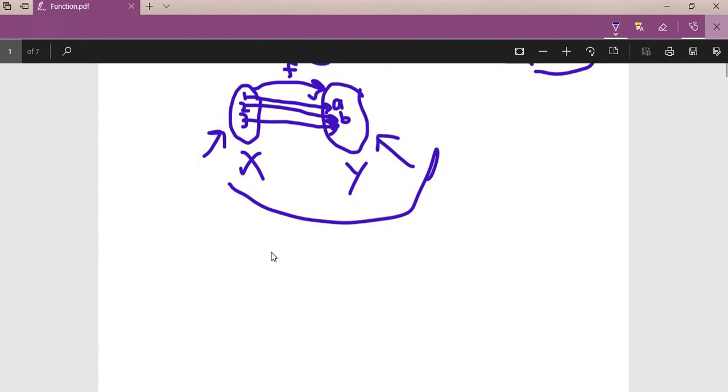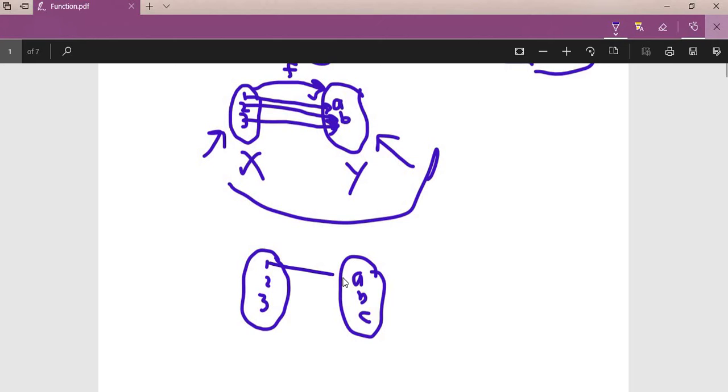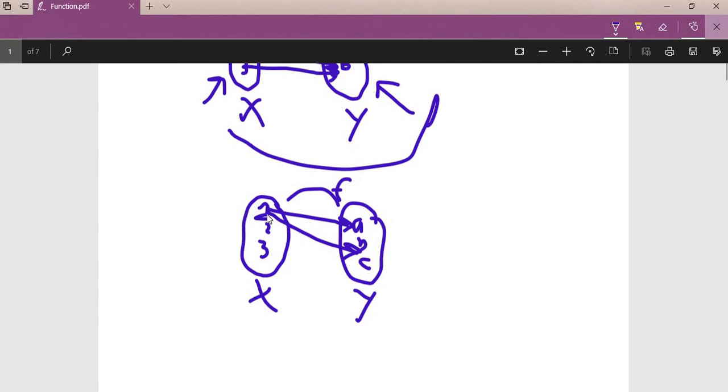But now if I do it like this: this is 1, this is 2, this is 3, and similarly this is A, B and C. If 1 is associated to A, 1 is the pre-image and A is called the image in mathematical language. And if similarly I do it like this, then this is not a function, because the image of 1 is A and the image of 1 is also B.